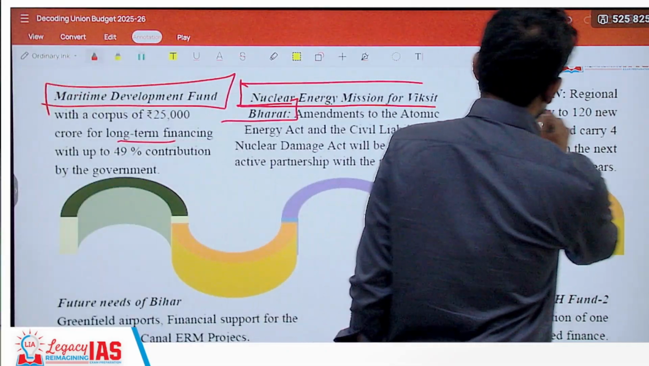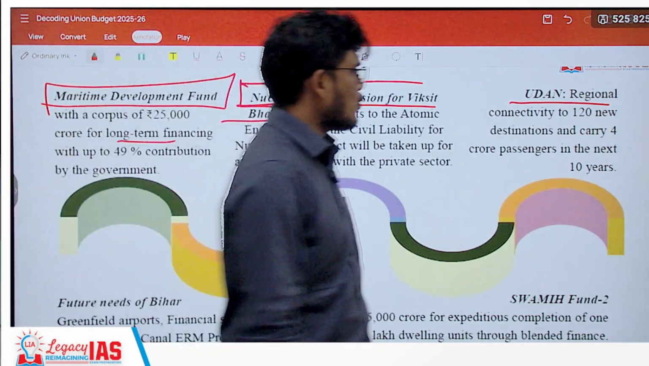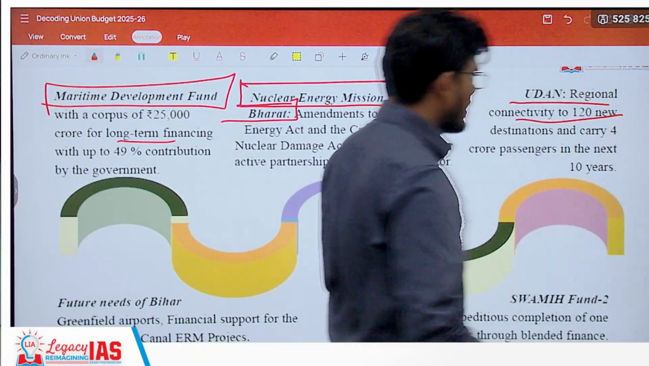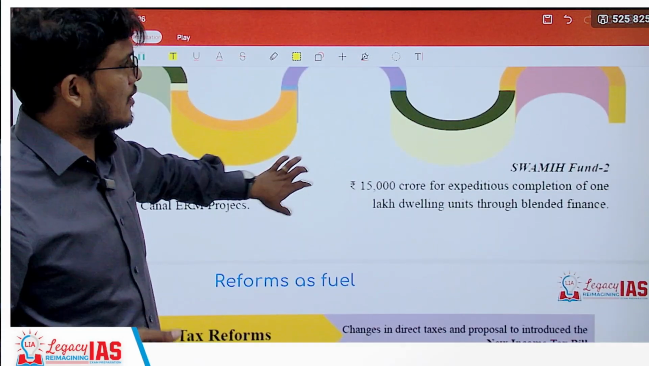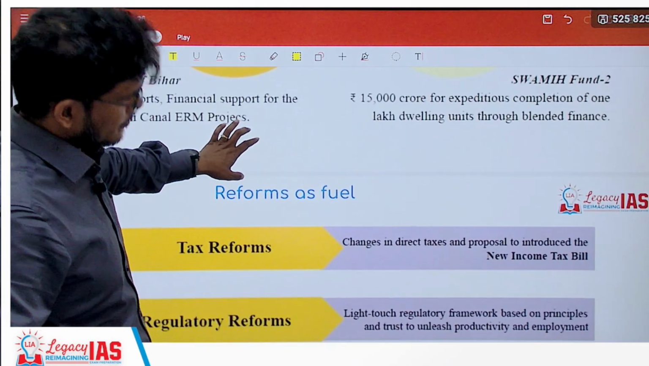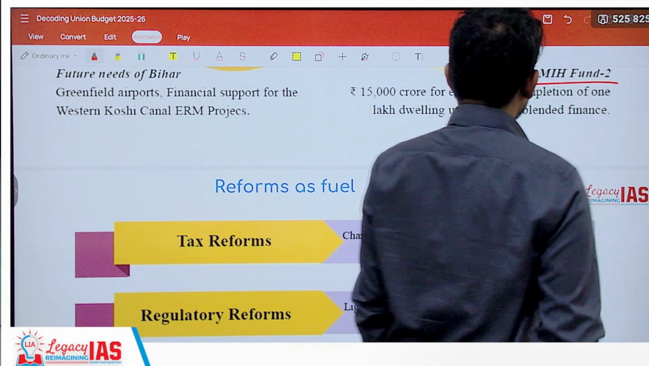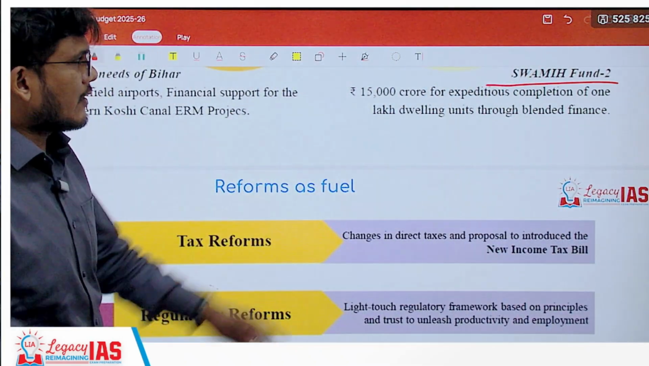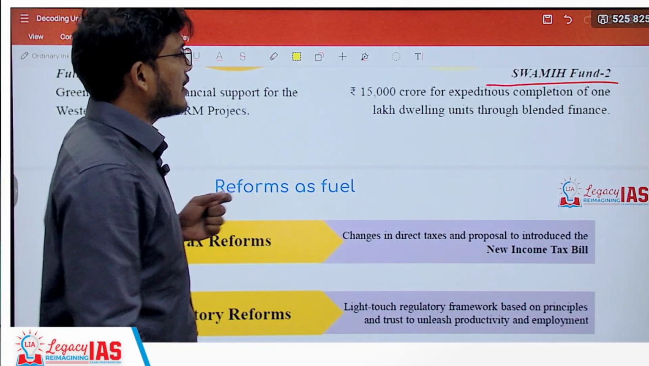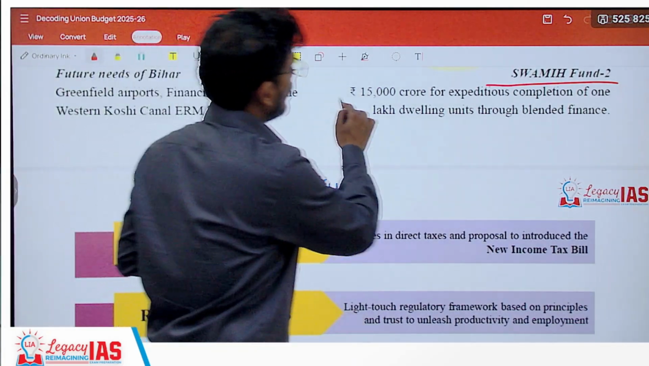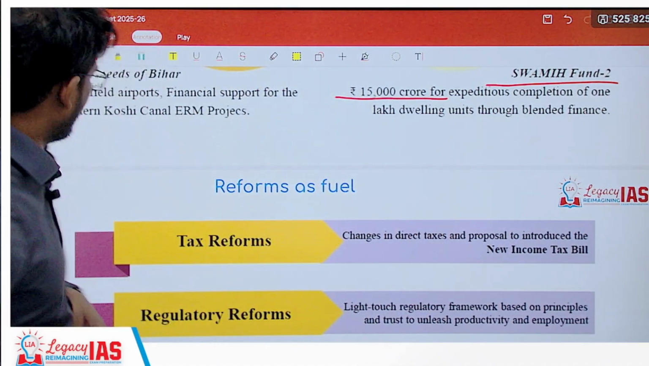Then you have Udan scheme, Ude Desh Ka Aam Nagrik. So under Udan scheme, 120 new destinations will be connected, and it's going to carry 4 crore passengers in the next 10 years. Clear? Now Swami Fund 2. So this is a fund for affordable mid-income housing. So 15,000 crore is being given for affordable mid-income housing, right?